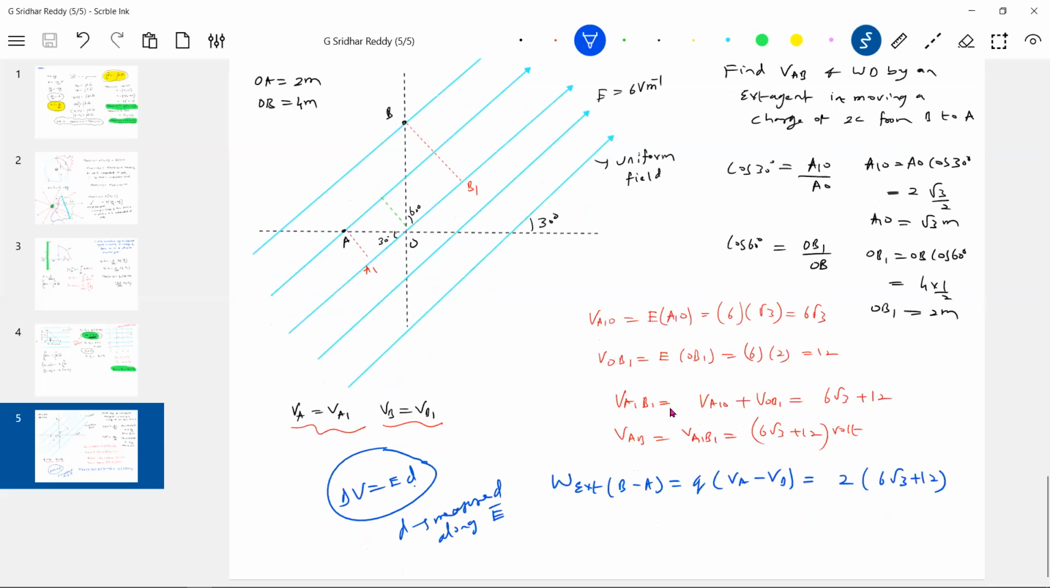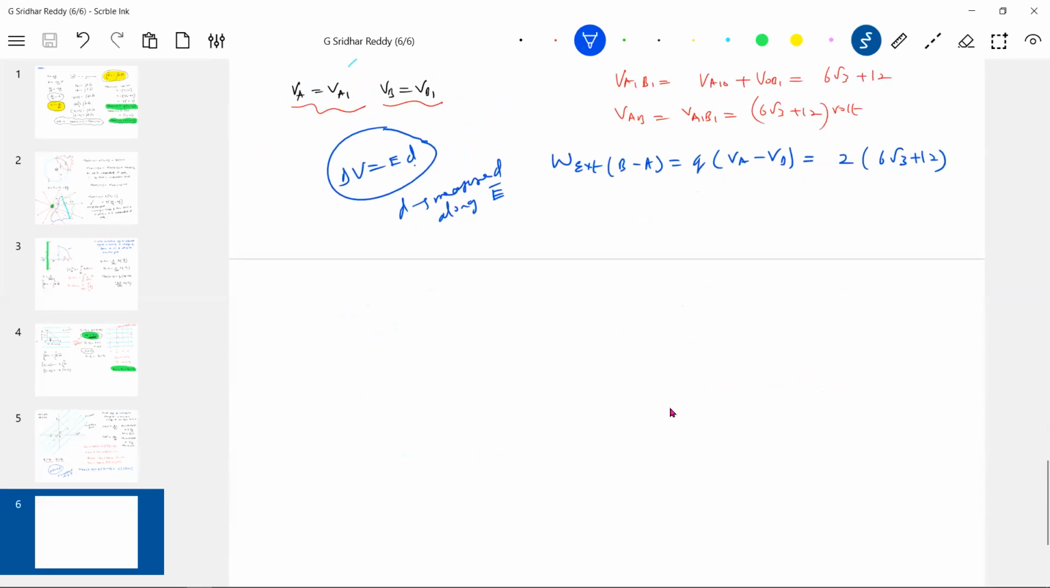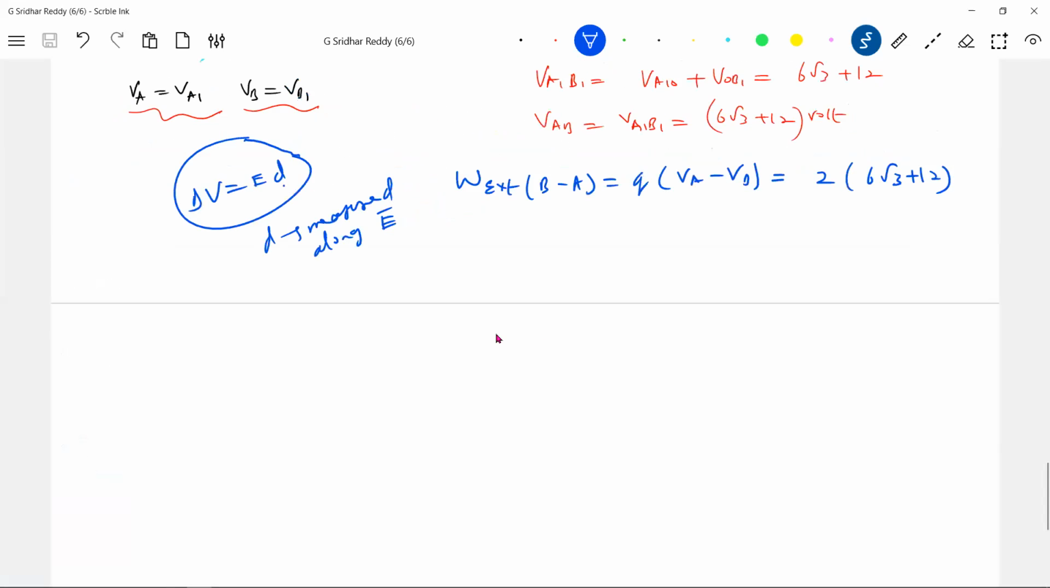Let's take the different types of field we'll encounter. Already in the work point chapter, I discussed so many numericals. The same things are applicable. You need not struggle with everything, so I suggest you go back to the work point chapter. We have done so many numericals of this kind. Let's take the next type of field.